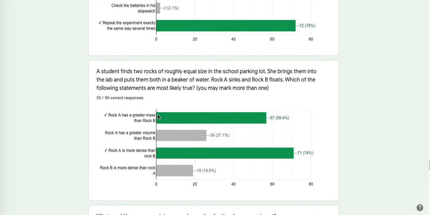Rock A has a greater mass than rock B, and rock A is more dense than rock B. Those were both correct answers. I gave half credit for marking one of the correct answers, but you had to have both correct answers for full credit.